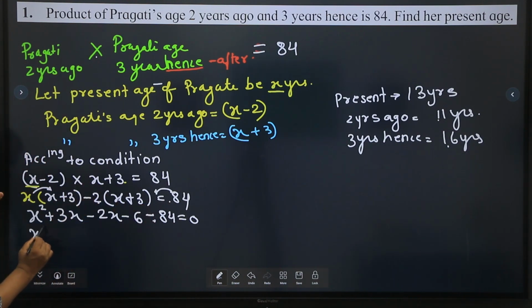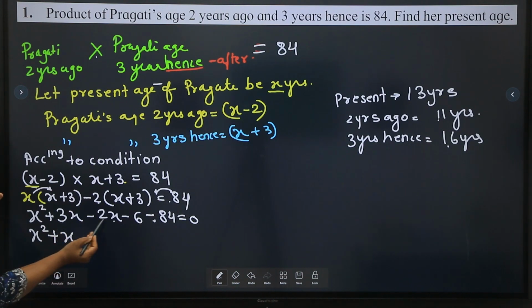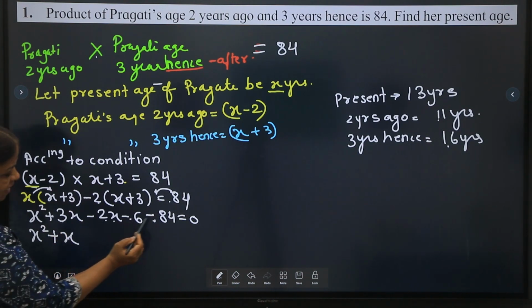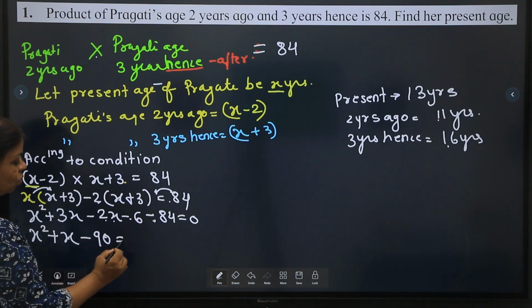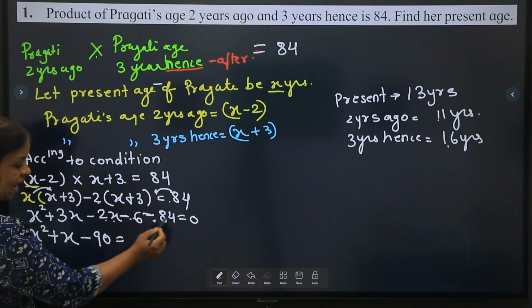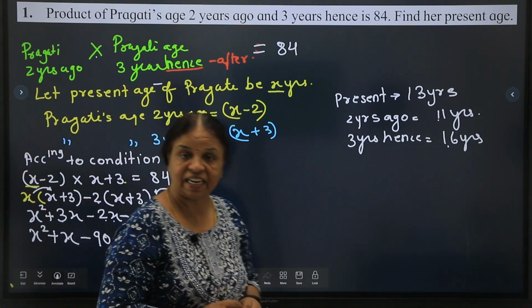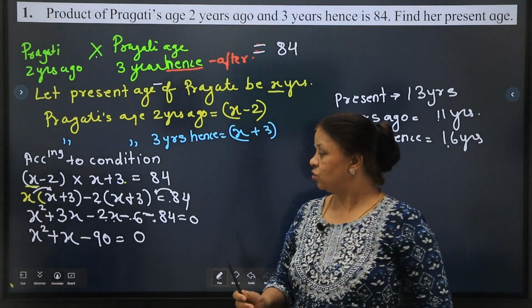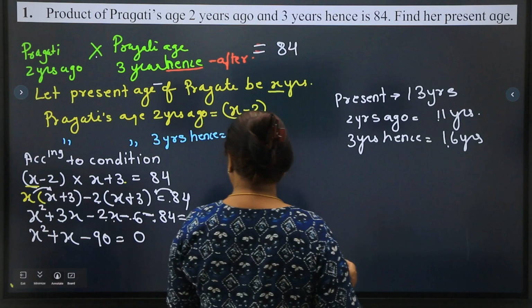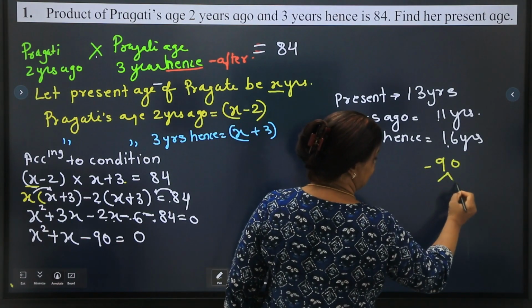Now x square plus 3x minus 2x will be plus x, because 3 minus 2 is 1. Minus 6 and minus 84 will be minus 90. Both are minus, so they will be added, is equal to 0. Now we need to bifurcate 90 so as to get the middle term x1. So our last number is minus 90, children, and we have to bifurcate minus 90.